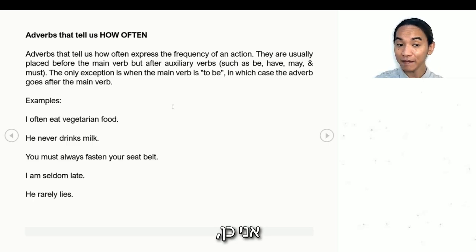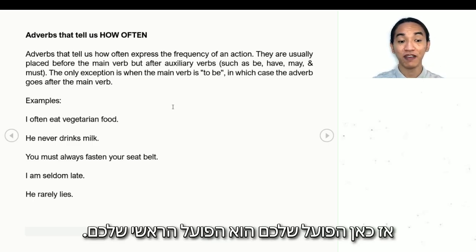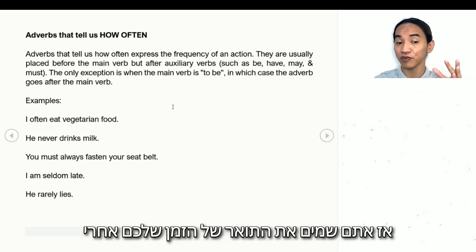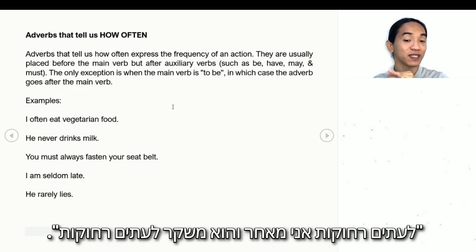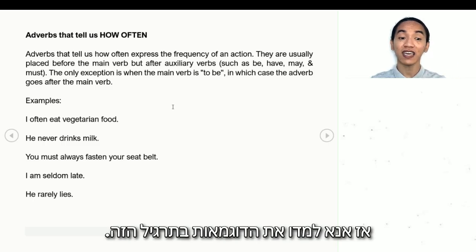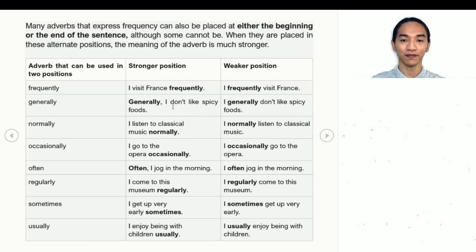I am, okay, so here your be verb is your main verb. So you put your adverb of time after your be verb as your main verb. I am seldom late and he rarely lies. Okay, so please study these examples.